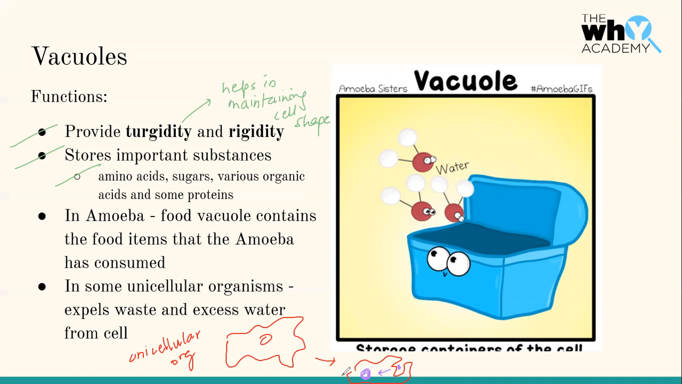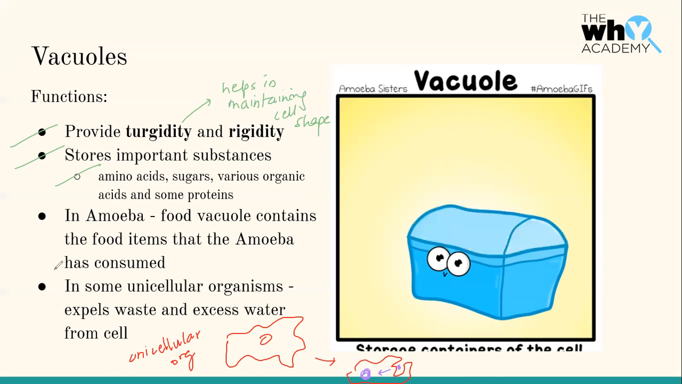In some other unicellular organisms, it can also expel waste and excess water from the cell. The first 2 points are important. The last 2 are okay if you skip them. General functions of vacuoles are important: storage and providing turgidity or rigidity. Even if you just write the words maintaining cell shape, that is good enough.